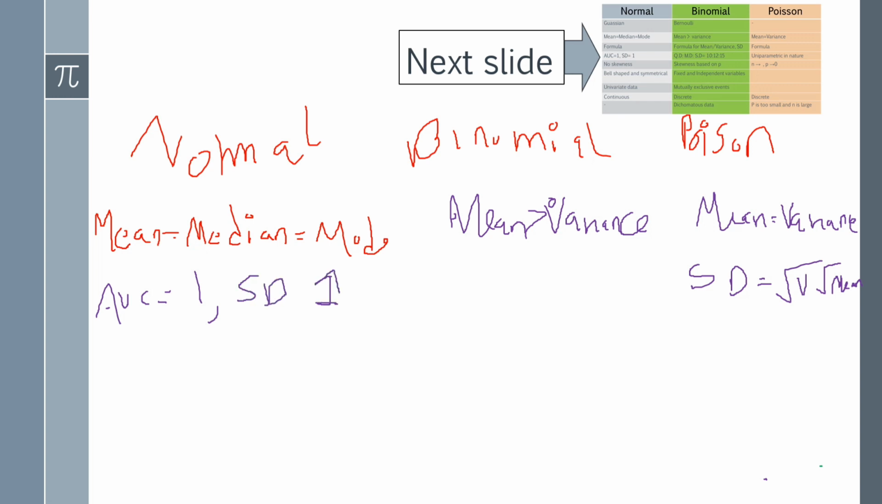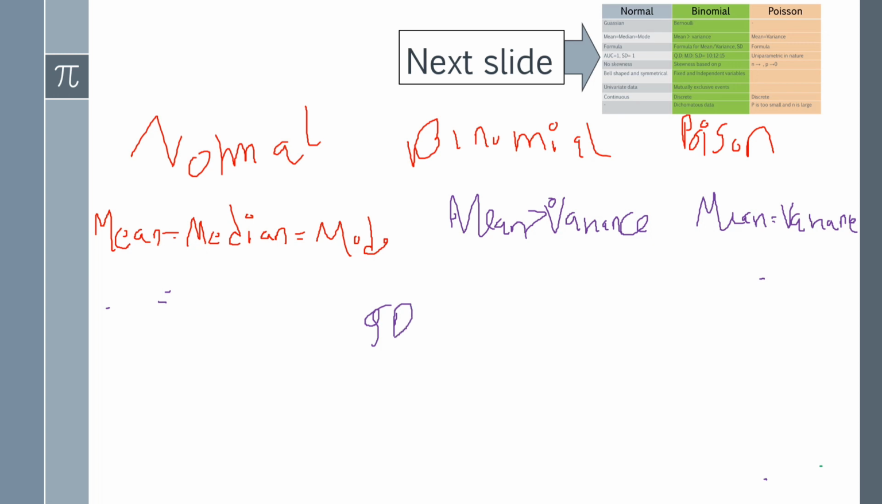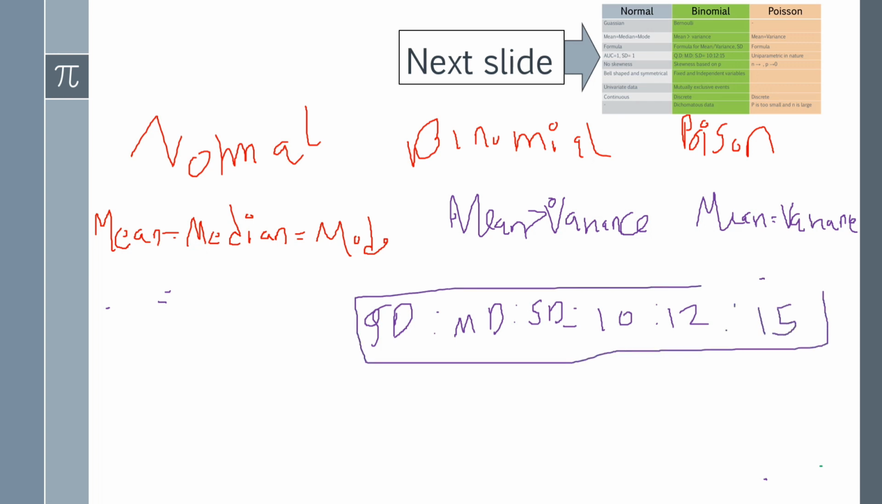So this is very important. Now in binomial, you need to remember one ratio. What is that ratio? That ratio is the ratio of quartile deviation, which is QD, to mean deviation, which is MD, to standard deviation. What is this ratio? This ratio is 10 is to 12 is to 15. So this is a very important ratio of quartile deviation.